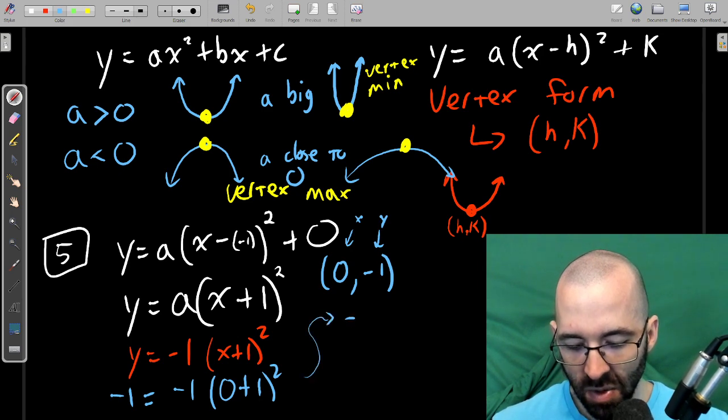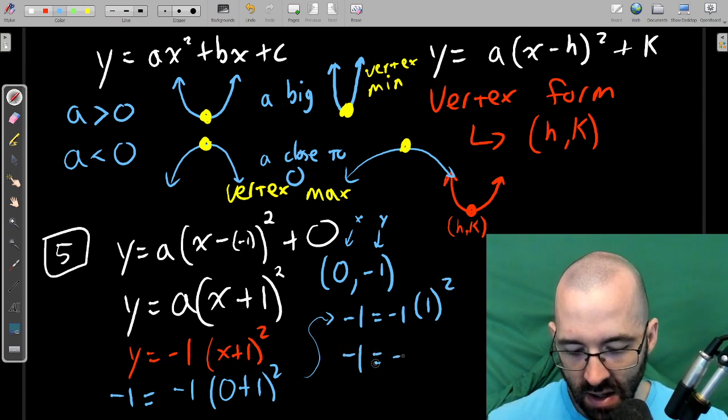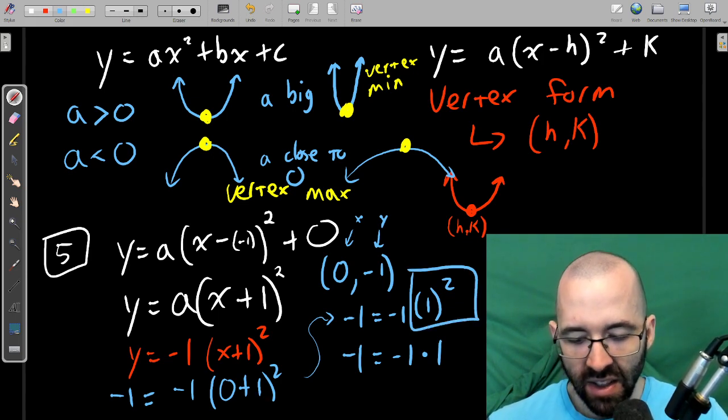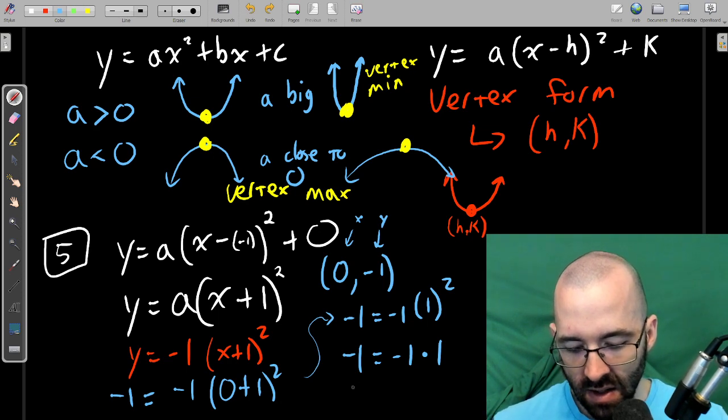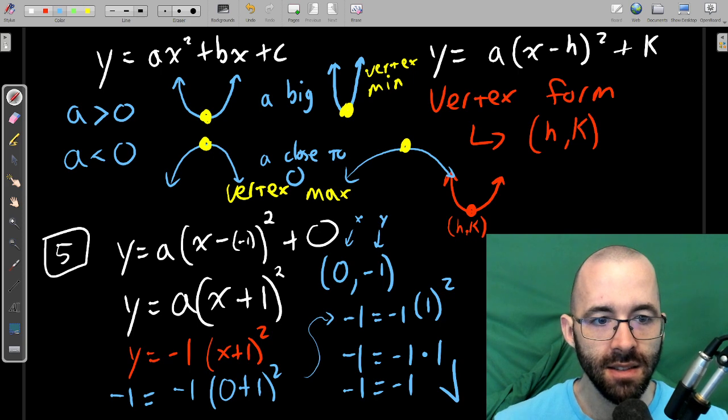Well, when we simplify, we get -1 equals -1 times 1 squared, following order of operations. -1 is equal to -1 times 1. Simplify inside parentheses first, then simplify the exponents next. Is this equation true? Heck yes, it is.